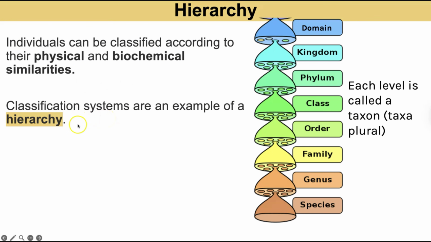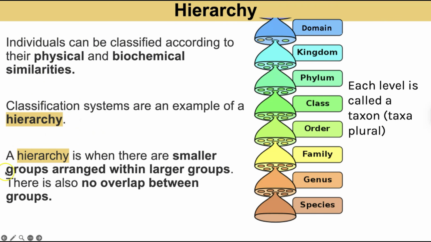Now, linking to classification still, individuals can be classified according to their physical and biochemical similarities, and classification systems are an example of a hierarchy. And that is a really common 2-mark question. What is meant by hierarchy? And it's when you have smaller groups arranged with larger groups. That's mark 1. Mark 2 is there's no overlap between the groups.